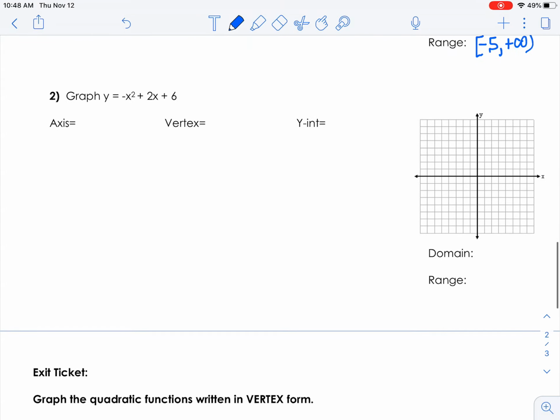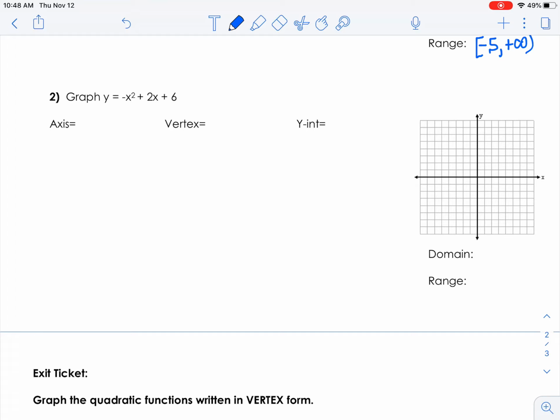Okay, here's our second one. Y equals -x squared plus 2x plus 6. So -b over 2a will be -2 over 2 times -1, which will be -2 over -2. So x equals +1. So here's our axis of symmetry. Now to find the vertex, we know the x value in that vertex is 1. We need y.